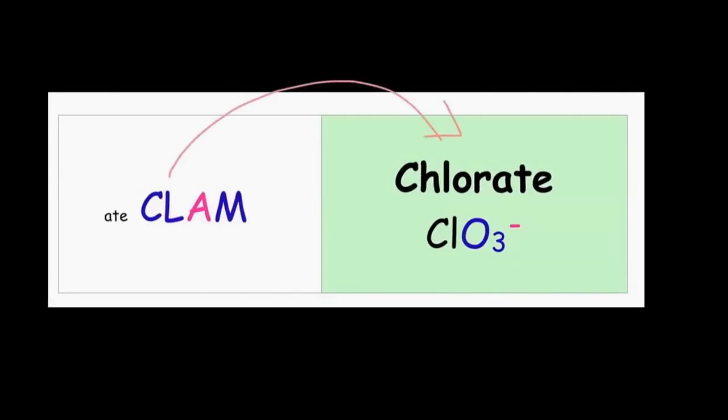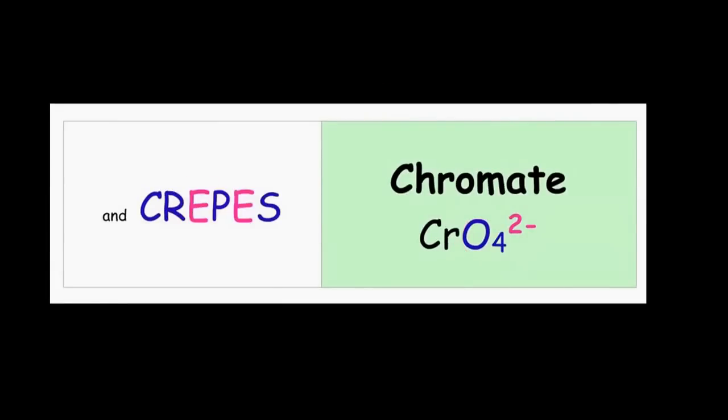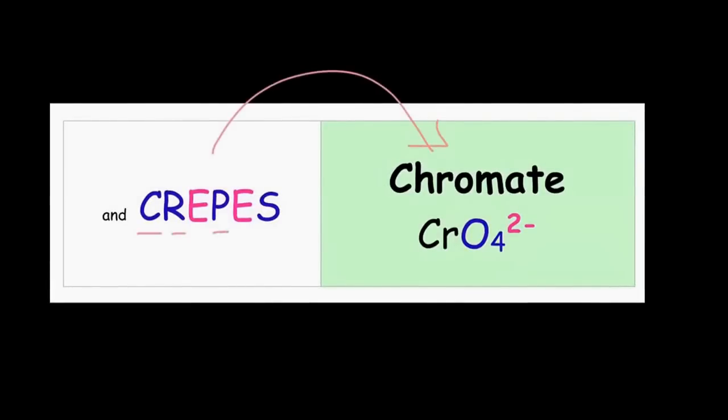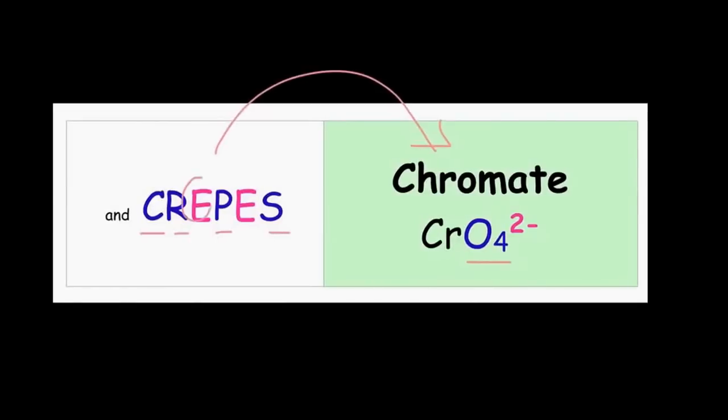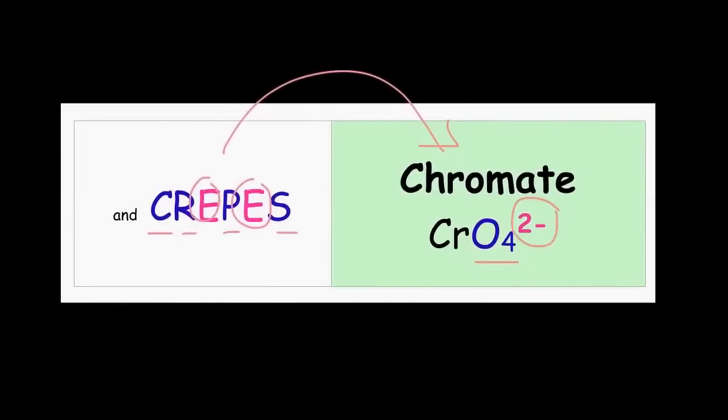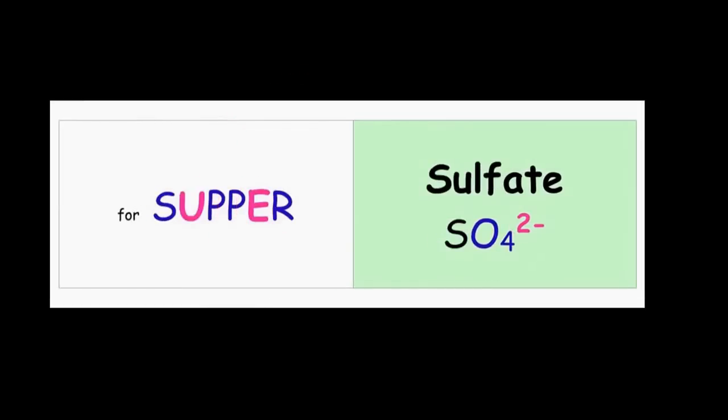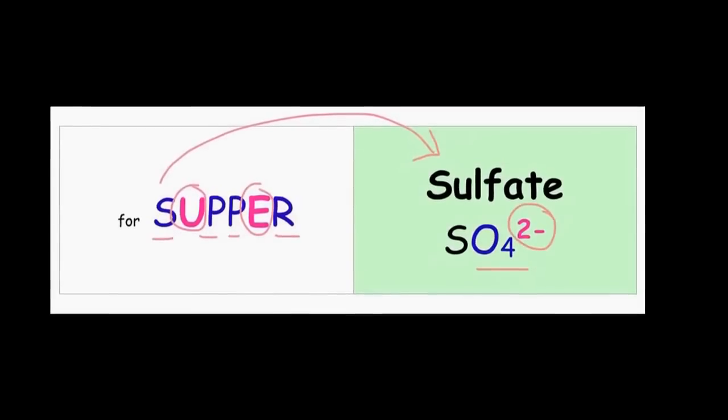Clam sounds like chlorate. 3 consonants, 3 oxygens, 1 vowel, chlorate has a -1 charge. So Nick the Camel had clam and crepes for supper in Phoenix. Crepes for chromate: 1, 2, 3, 4 consonants, 4 oxygens, 2 vowels, chromate has a -2 charge. Supper for sulfate, 4 consonants for 4 oxygens, 2 vowels, sulfate has a -2 charge.